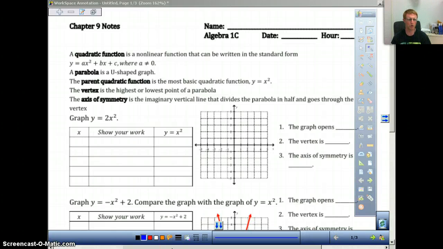All right, so we're gonna go through Chapter 9 notes, and we're going to do it in pieces. The first part here is going to be just talking about basics of graphing quadratic functions.